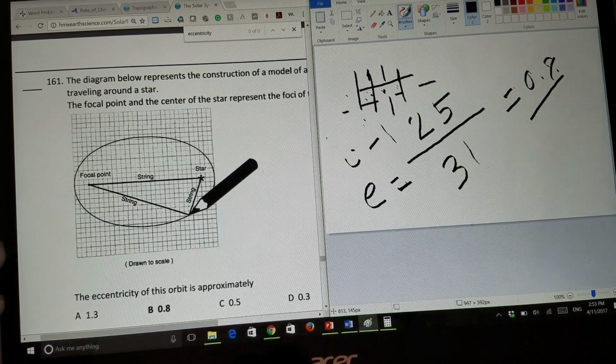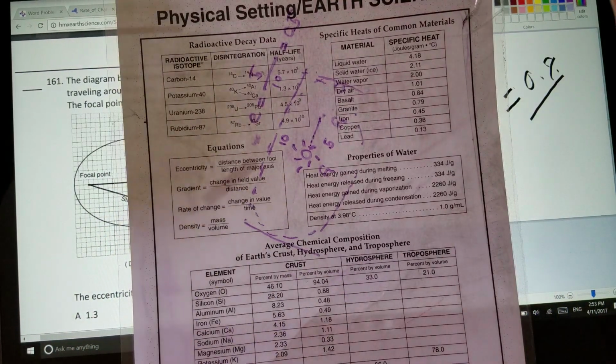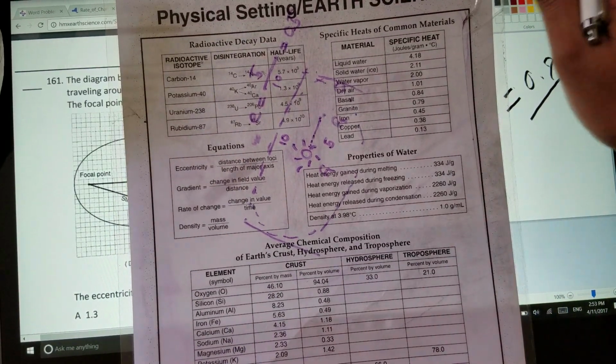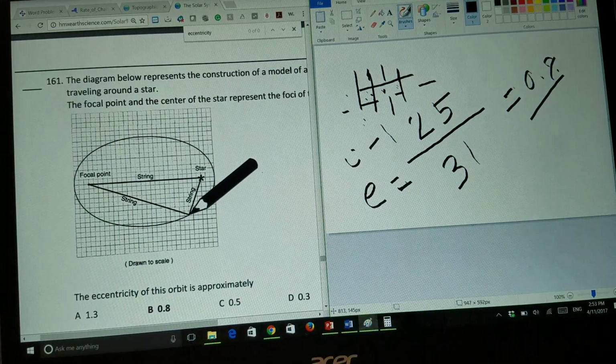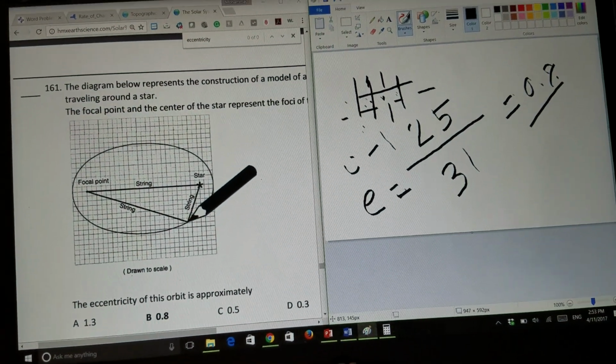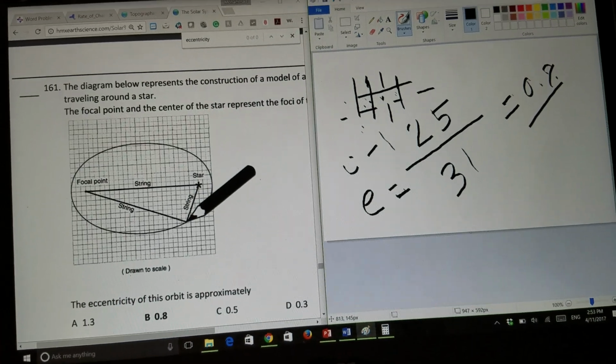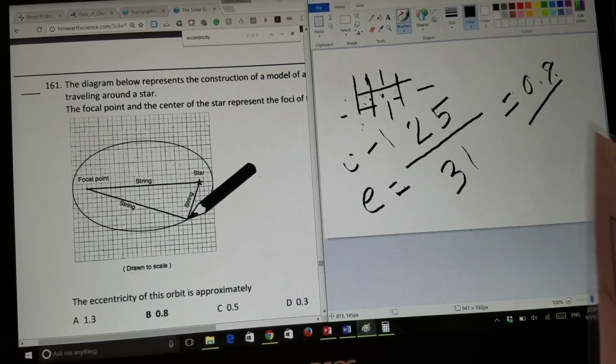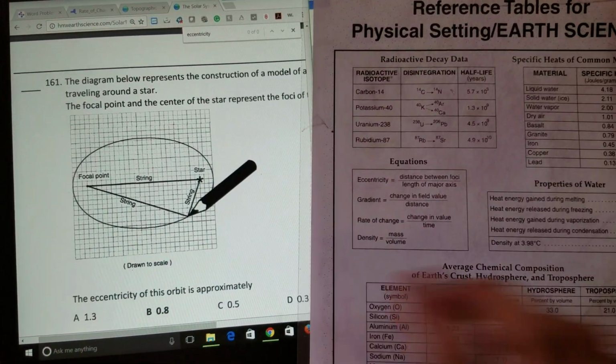Alright, so the next equation is gradient. So what is gradient? The gradient is telling you the steepness of a slope. So how do you calculate this?